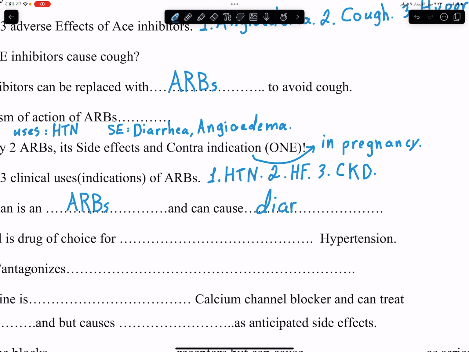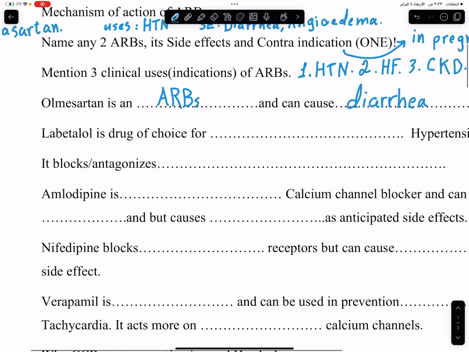Okay, labetalol is the drug of choice for hypertension, pregnancy associated hypertension. It blocks or antagonizes which receptors? Beta 1 and alpha 1. Good.